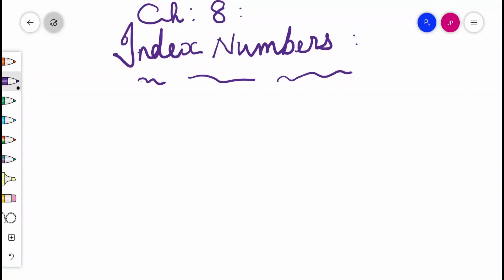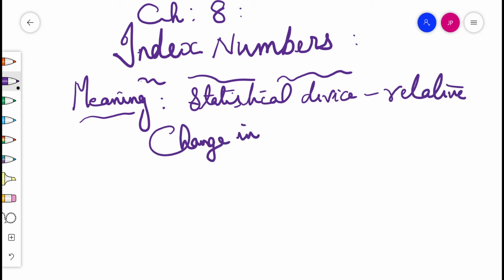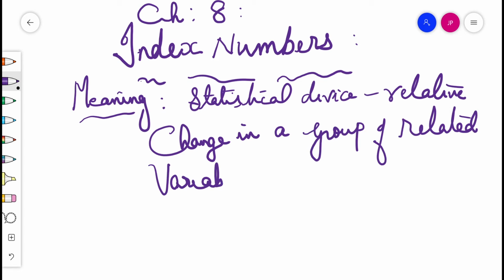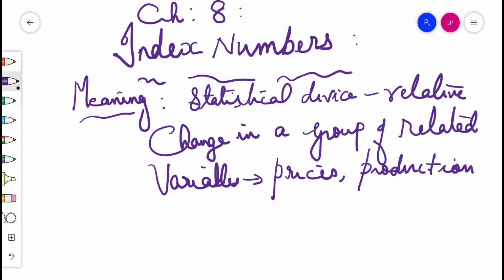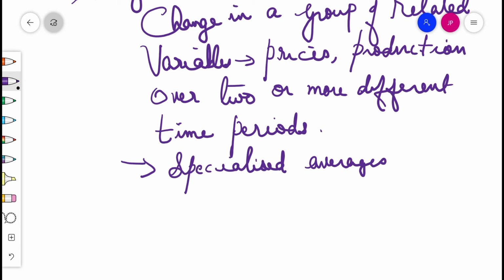Today's topic is index numbers, chapter 8. What's the meaning of an index number? An index number is a statistical device for measuring relative change in a group of related variables like prices, production, etc. over two or more different time periods. That is, an index number is defined as a specialized type of averages which measures changes in the price of commodity, industrial production, cost of living, etc.